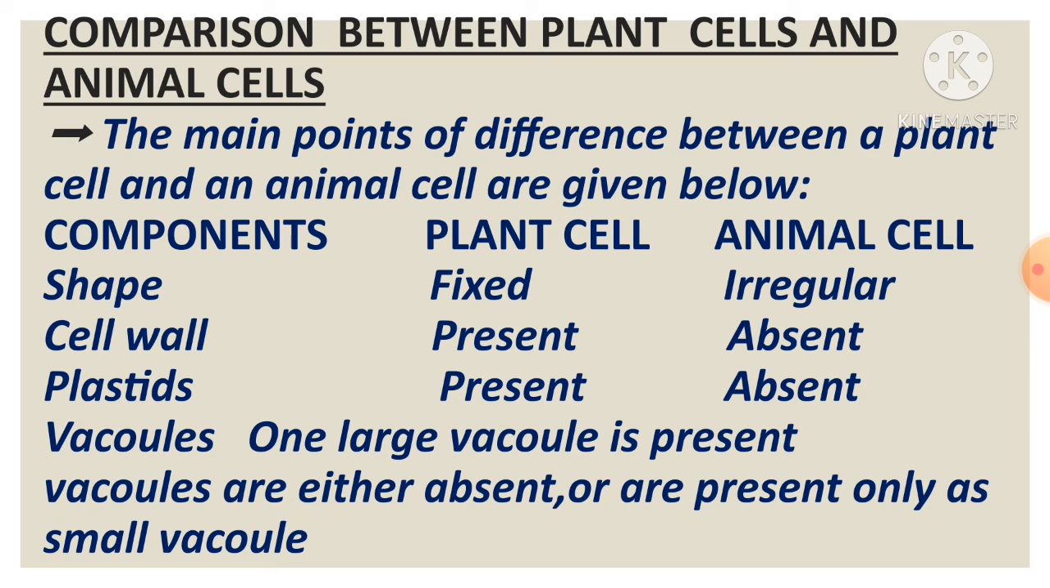Comparison between plant cells and animal cells. The main points of difference between plant cell and animal cell are given below. Components: plant cell, animal cell. Shape: in plant cell, shape is fixed, but in animal cell, shape is irregular. Cell wall: in plant cell, cell wall is present, but in animal cell, cell wall is absent. Plastids: in plant cell, plastids are present, but in animal cells, plastids are absent. Vacuoles: in plant cells, one large vacuole is present, but in animal cells, vacuoles are either absent or only a small vacuole is present.